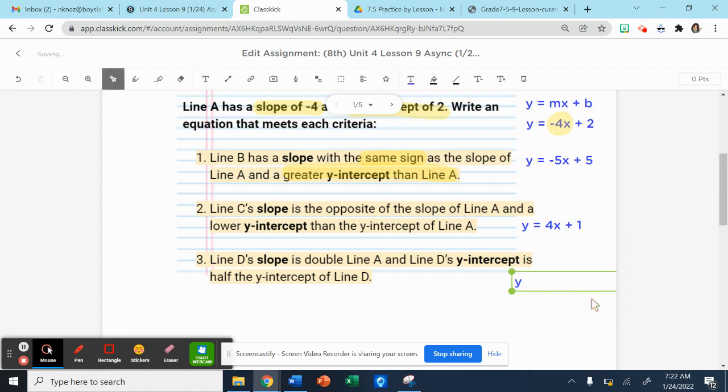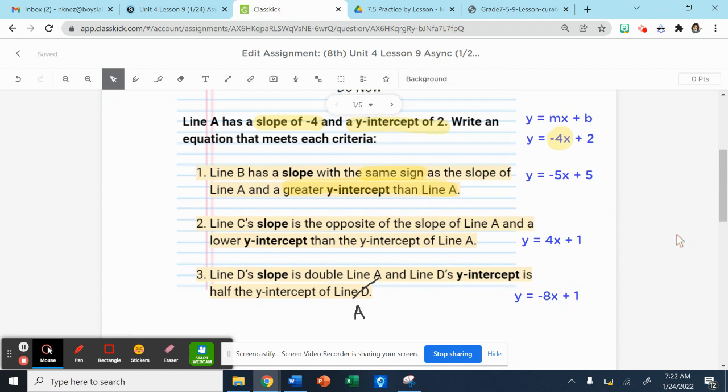And finally, for line D, we know that the slope is double line A, so the slope has to be -8, because -8 is twice line A's slope. And the y-intercept is half the y-intercept of line A. And line A's y-intercept, of course, is 2, which means this y-intercept has to be 1. And so the purpose of this do now is to give you some practice on identifying the y-intercept and the slope of these different lines in a way that will allow you to write new equations.